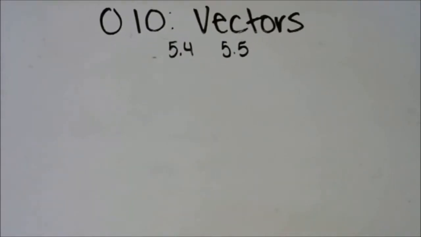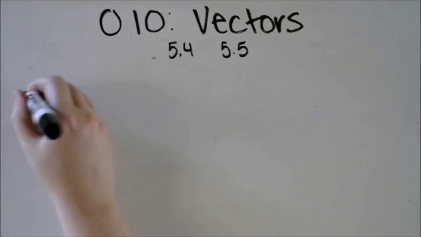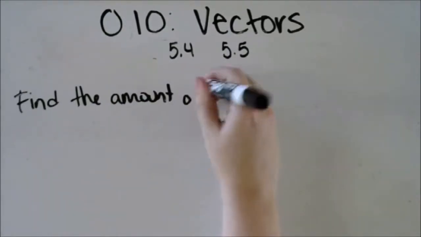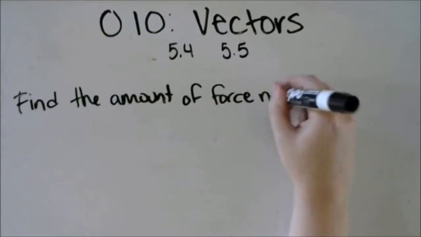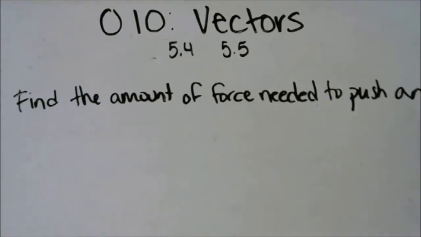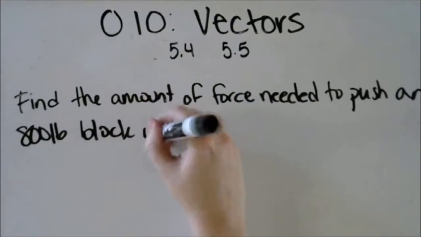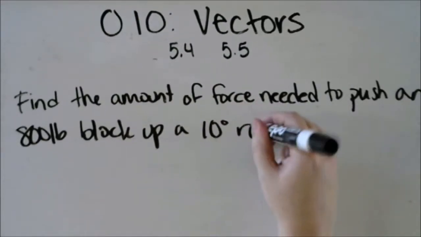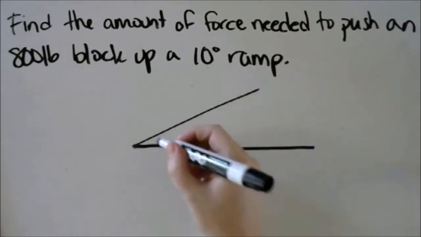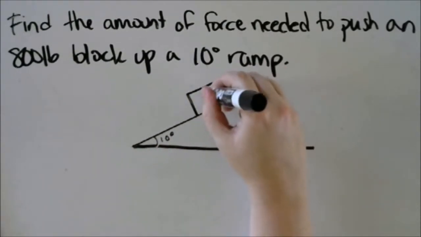The key to solving application problems is being able to model the problem. So we want to find the amount of force needed to push an 800-pound block up a 10-degree incline or a 10-degree ramp. In your picture, you drew a horizontal with a ramp and labeled the angle of the ramp 10 degrees. You also need to draw your block, which is 800 pounds.